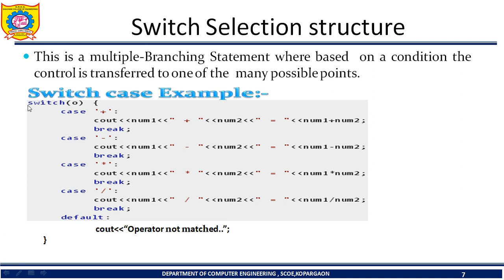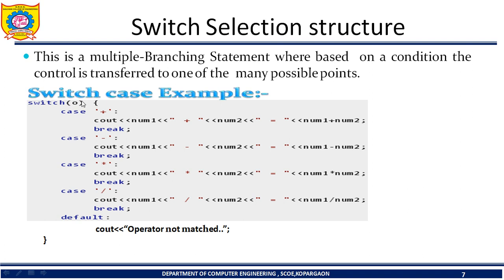Depending on which particular operator you pass here, only that particular case will get executed by the compiler. If you pass the operator plus, then the plus case will get executed, and as the break statement occurs, the control of the program is directly transferred out of the switch. The rest of the cases will not get executed. If I pass the operator divide, then directly that divide case gets executed by the compiler. Once the program finds the break statement, the control of the program passes outside the switch statement.